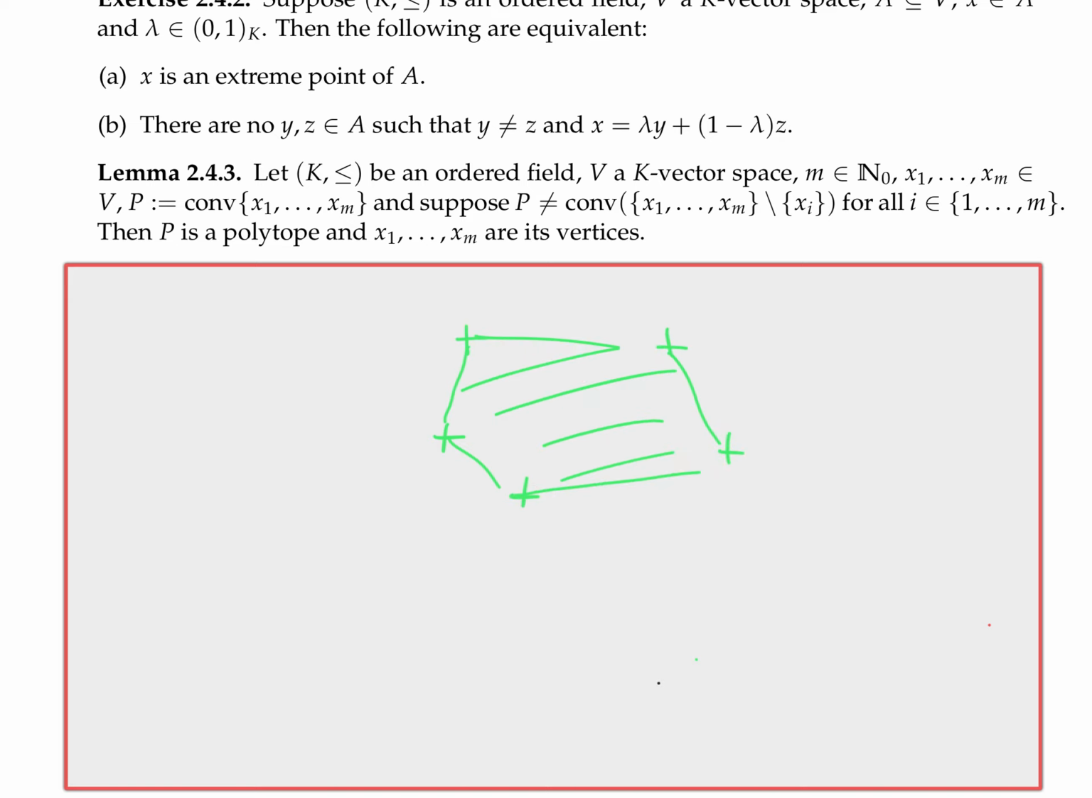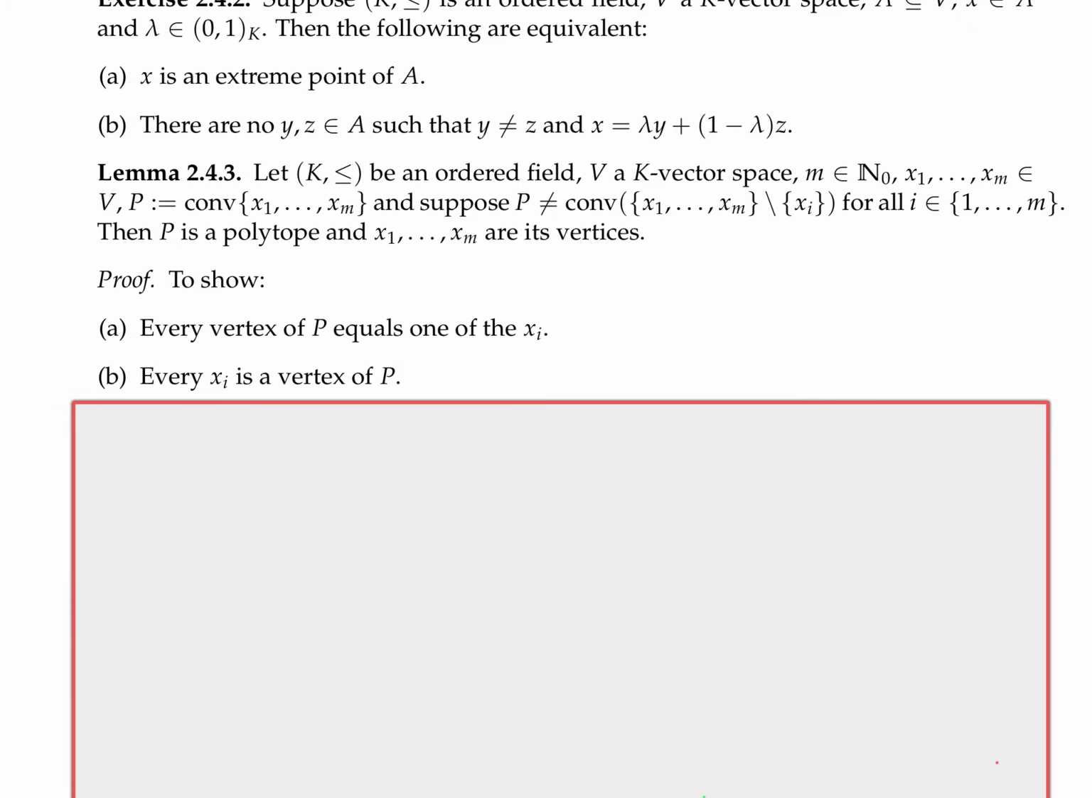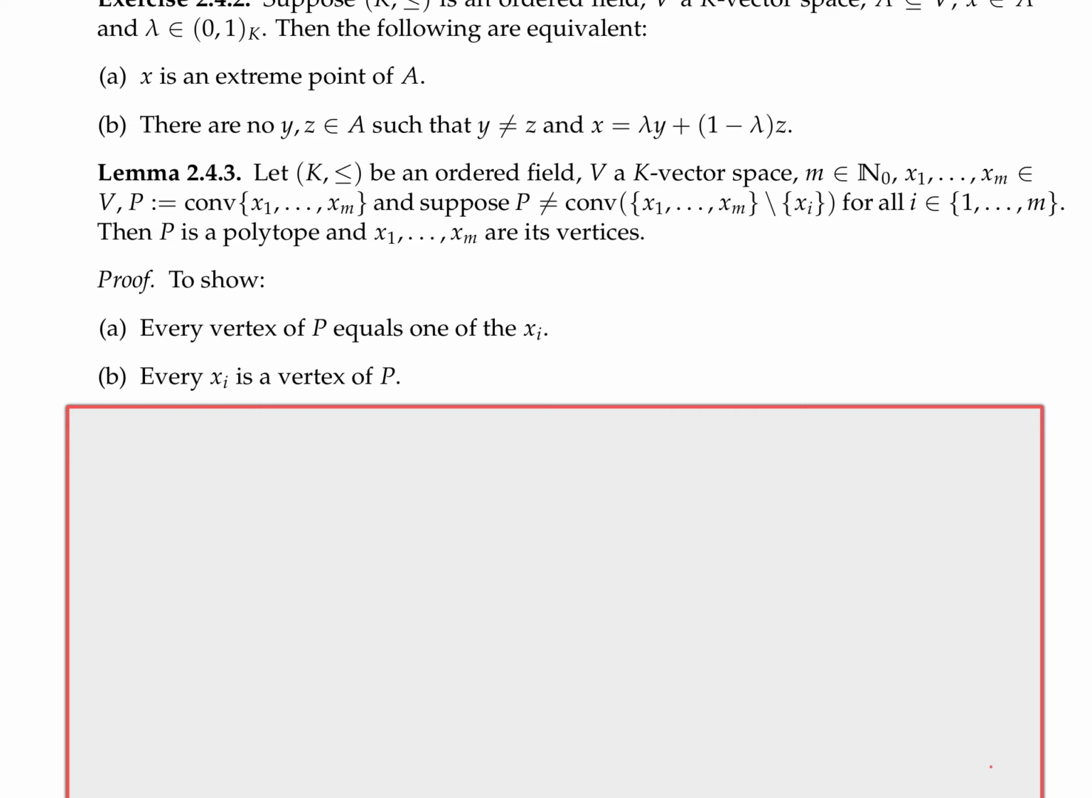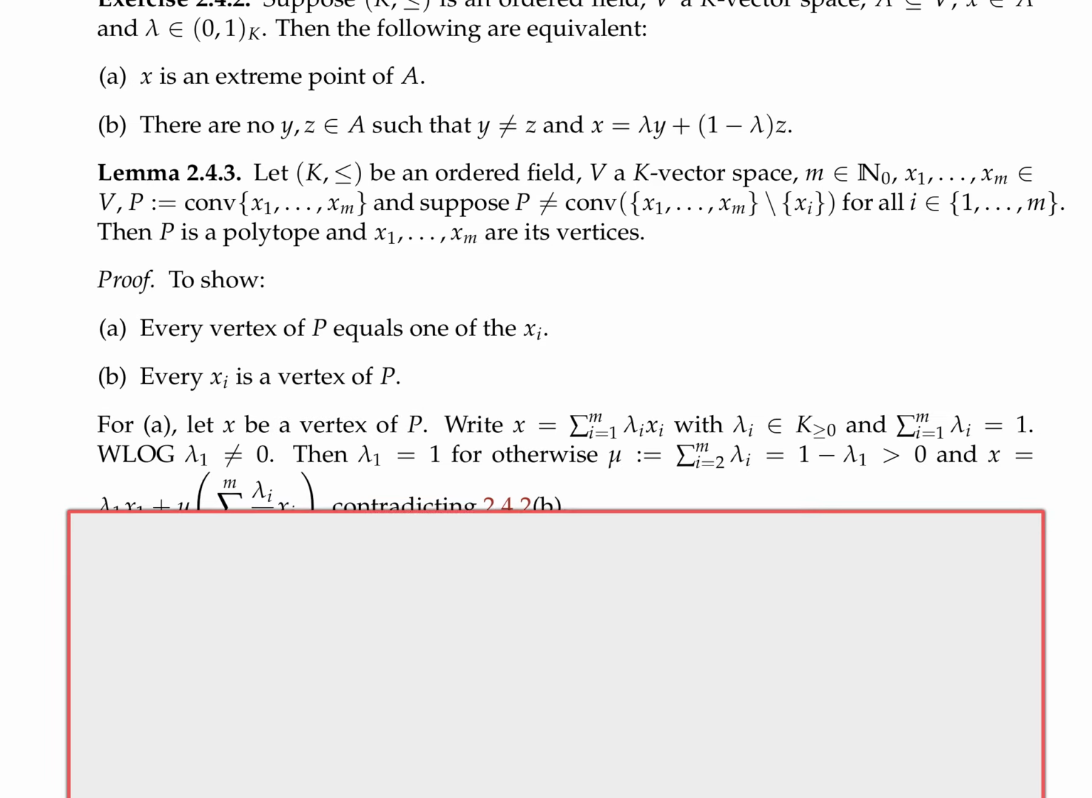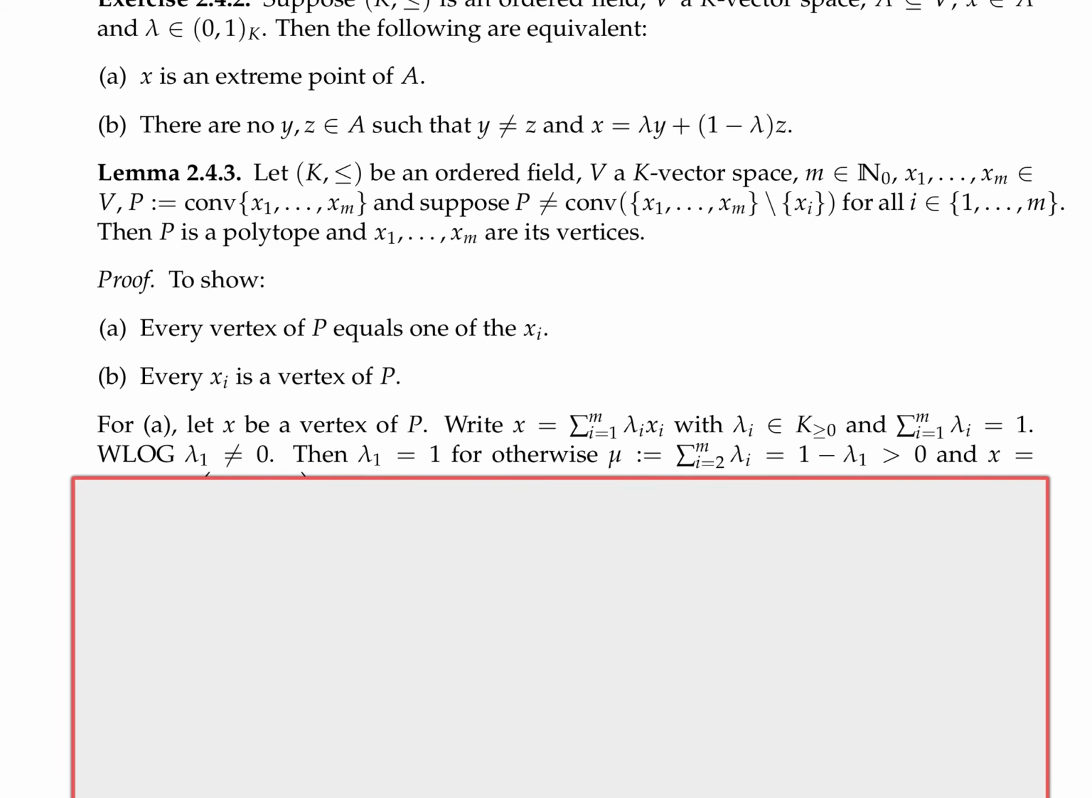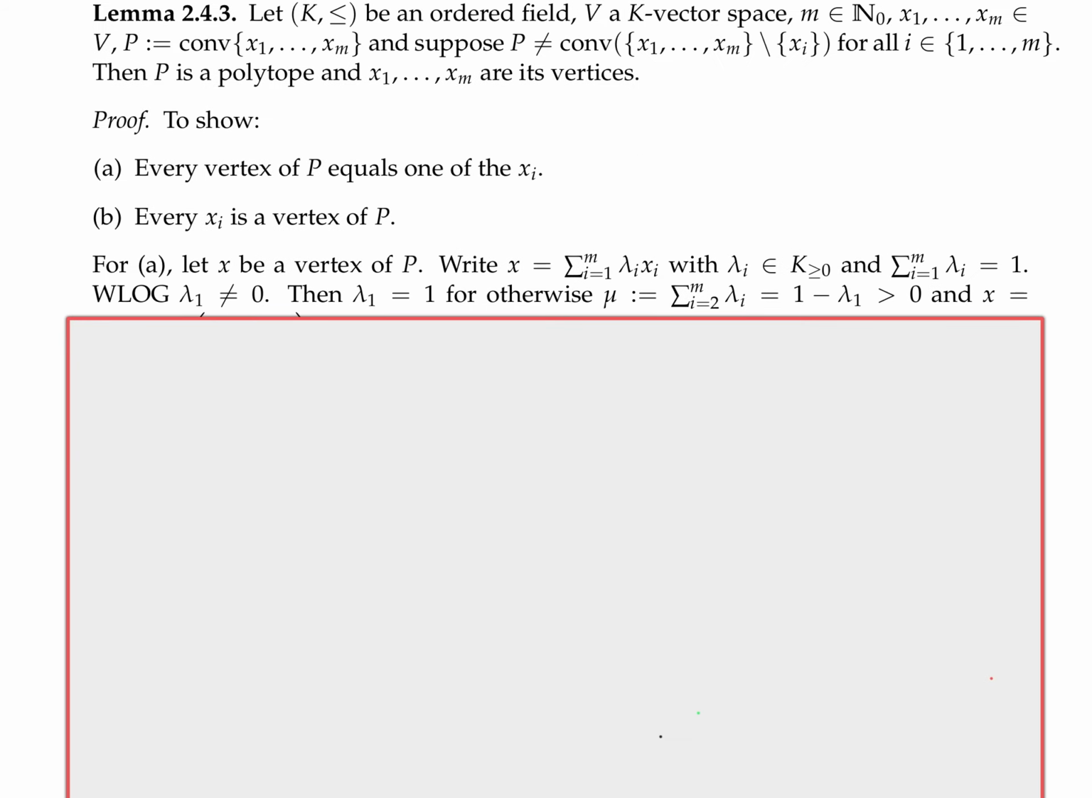Okay, so we should prove this formally. So we have to show that every vertex of P equals one of the xi's, right? And second, that every xi is a vertex of P. Clear. So for A, let x be a vertex of P. And now we show it's one of the xi's. So how can we do this? So first of all, since x is an element of P, it is a convex combination of the xi's, right?